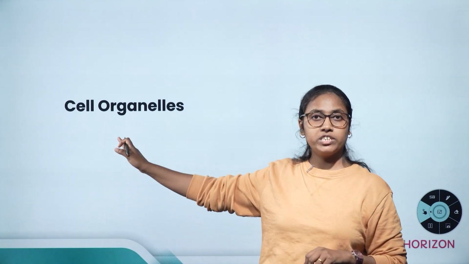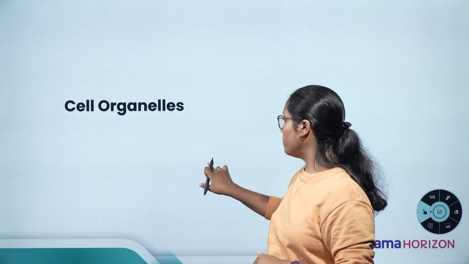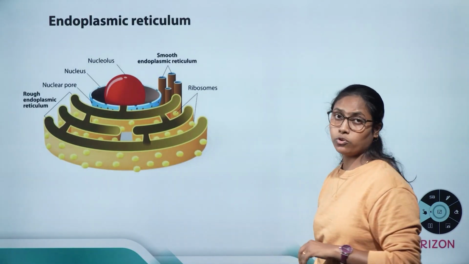Now we'll be seeing the different cell organelles. What are the different cell organelles? Can you tell me? We have seen in the previous picture that a eukaryotic cell contains different types of organelles. So we'll quickly go into each of those organelles.